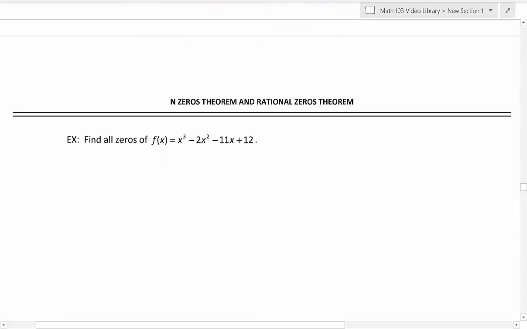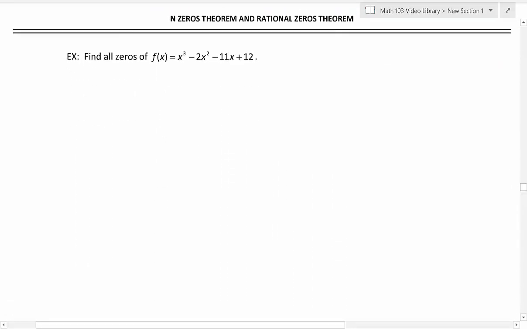Now that we know how to find a list of possible rational zeros to help us get started, let's find all the zeros of a polynomial. F of x equals x to the third minus 2x squared minus 11x plus 12. We want to start by listing our possible rational zeros.